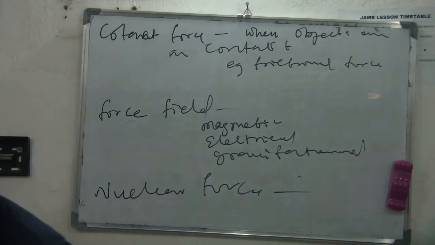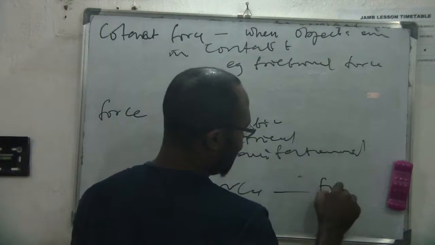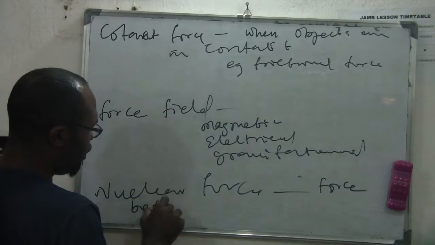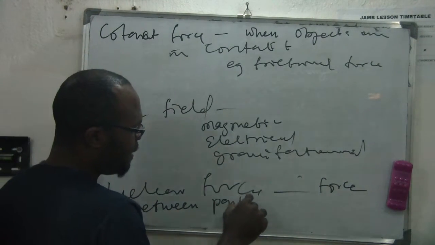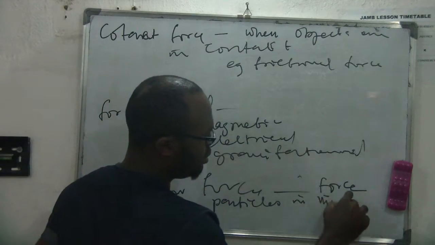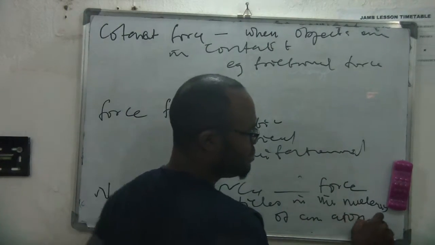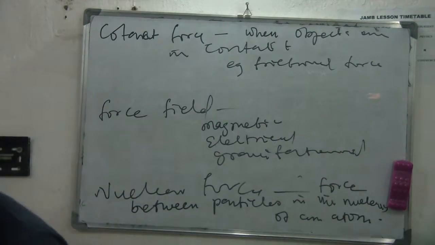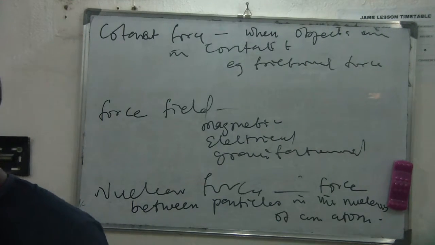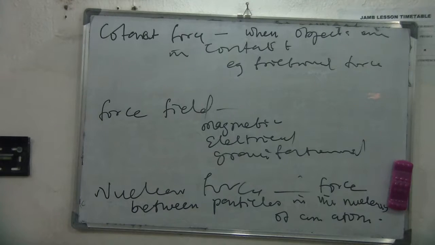Then the last type of force is nuclear force. What is a nuclear force? A nuclear force is the force between particles in the nucleus of an atom. What are the particles in the nucleus of an atom? Neutron and proton. So when such a nucleus breaks, what is given to us is what we call nuclear force.